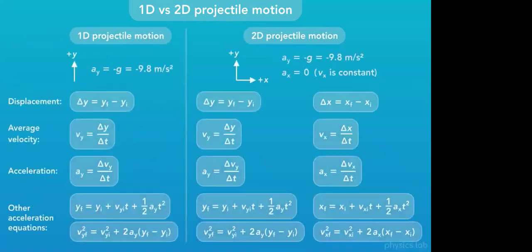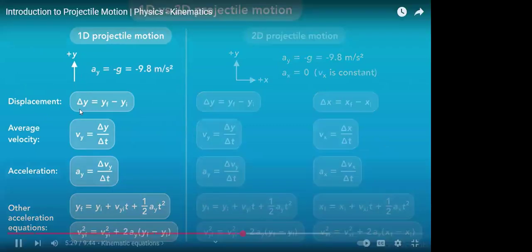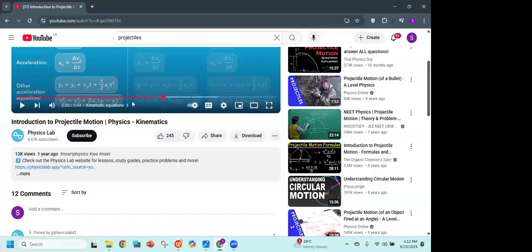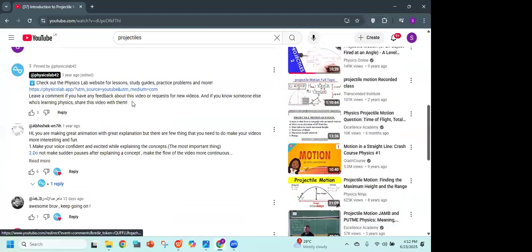So how do we apply the kinematic equations that we already know to projectile motion? For 1D projectile motion, it will complicate things. I should give you another video on that.